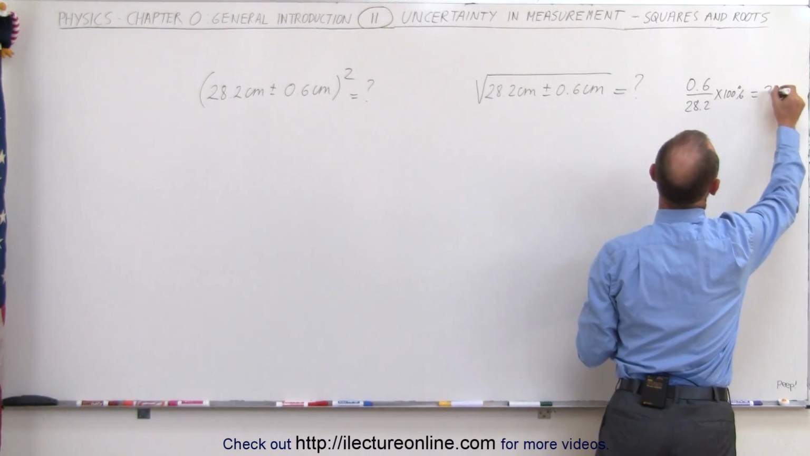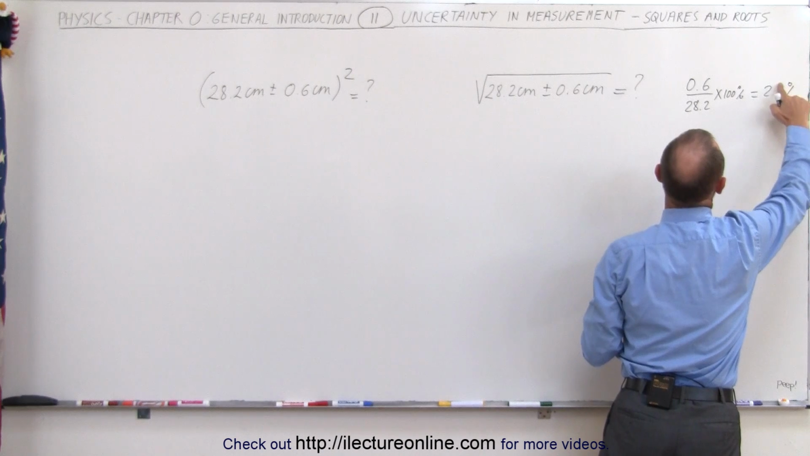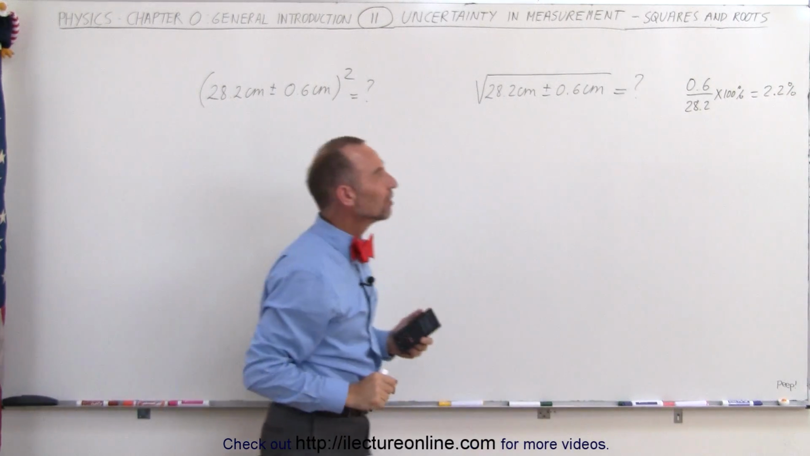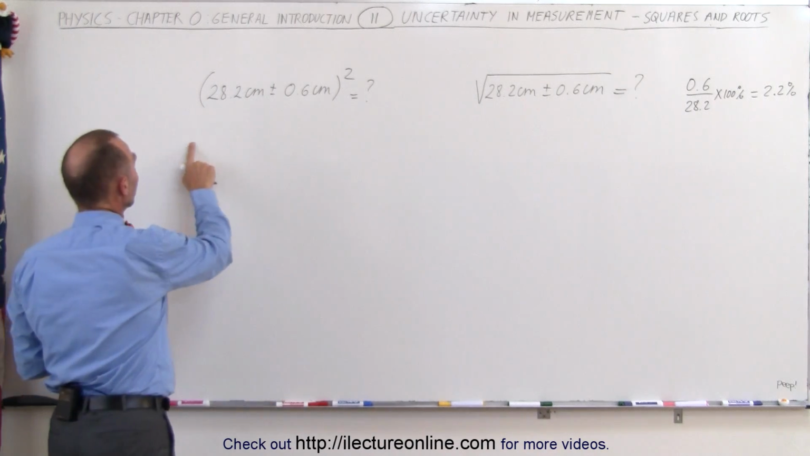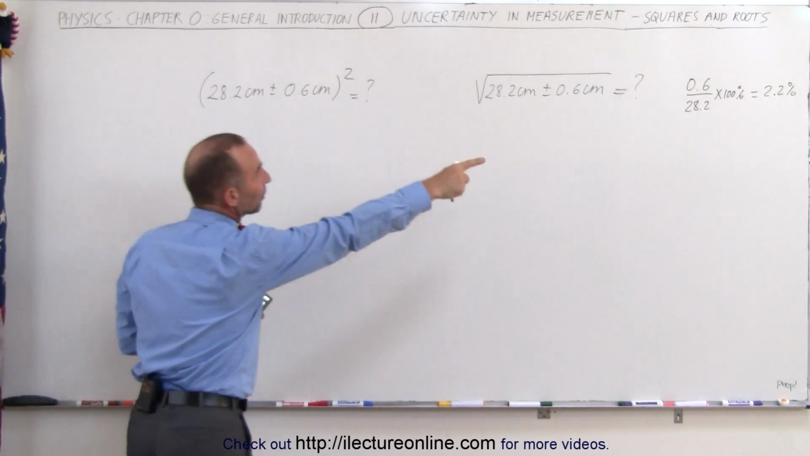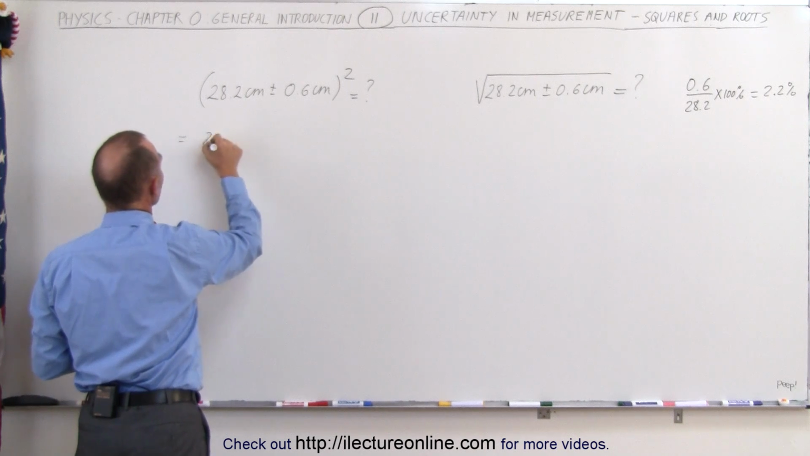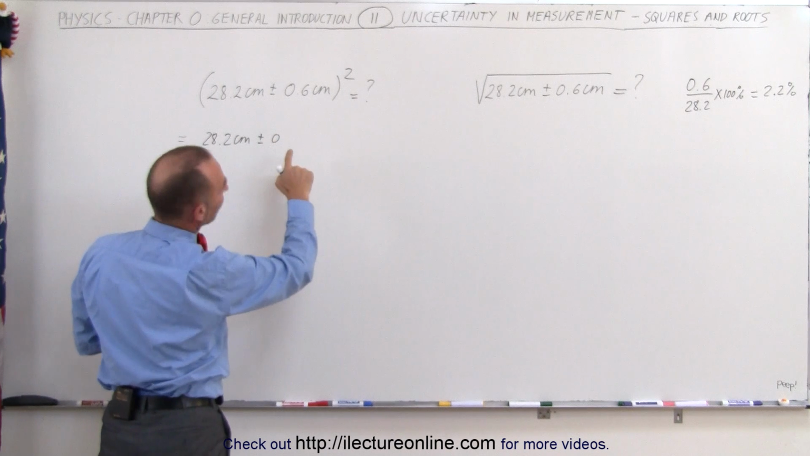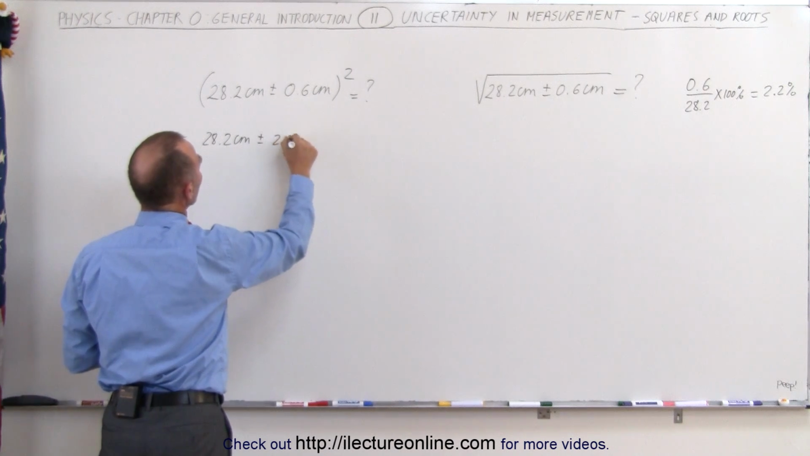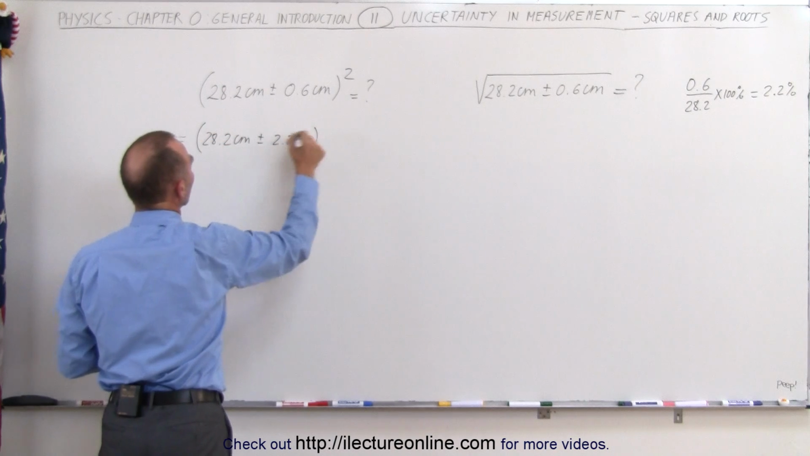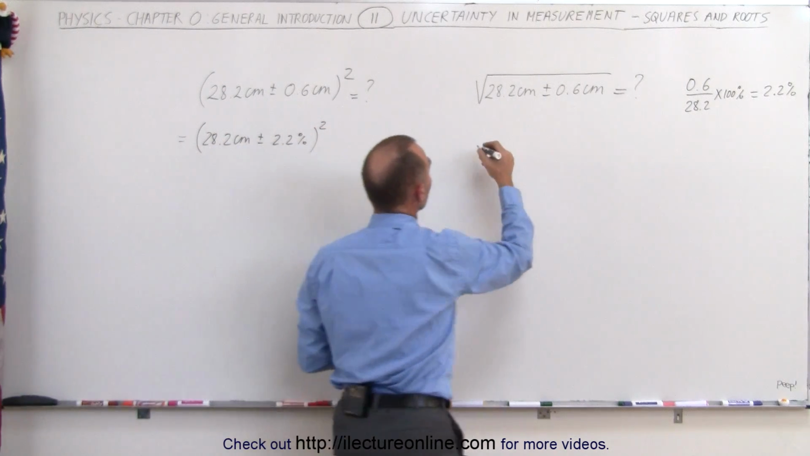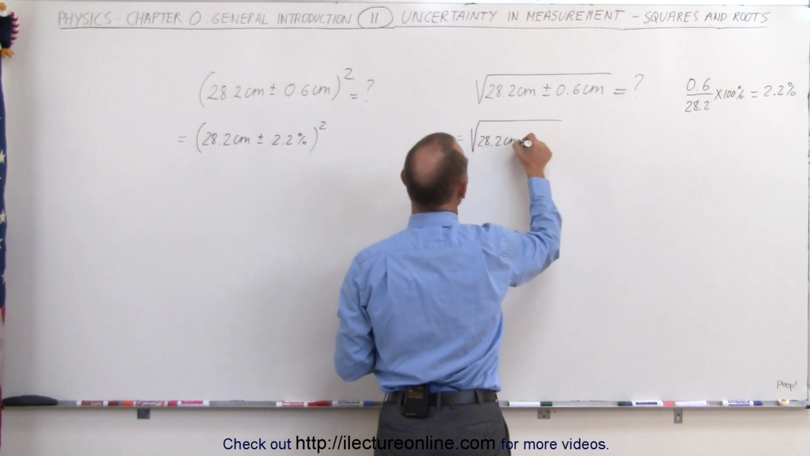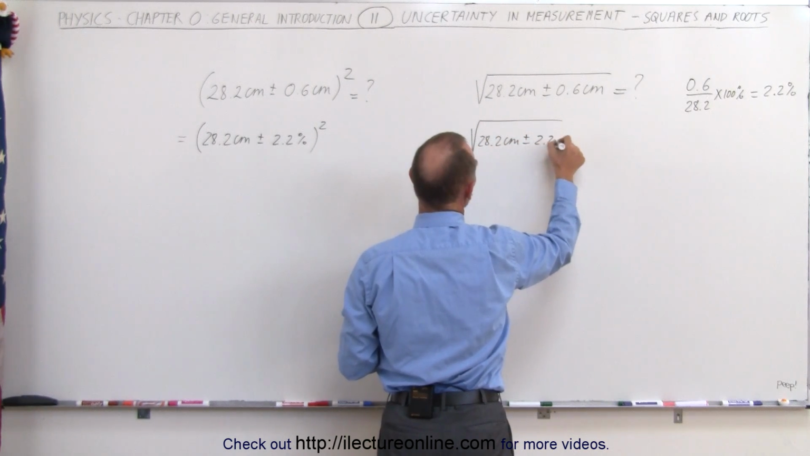So this is equal to 2.1%. Let's just round it off to 2.2%. It makes it a little bit easier, you'll see in just a moment. So the first thing we do is replace this by the percentage. So this can now be written as 28.2 centimeters plus or minus 2.2%, and we're going to square that. On the other hand here, this would be equal to the square root of 28.2 centimeters plus or minus 2.2%.